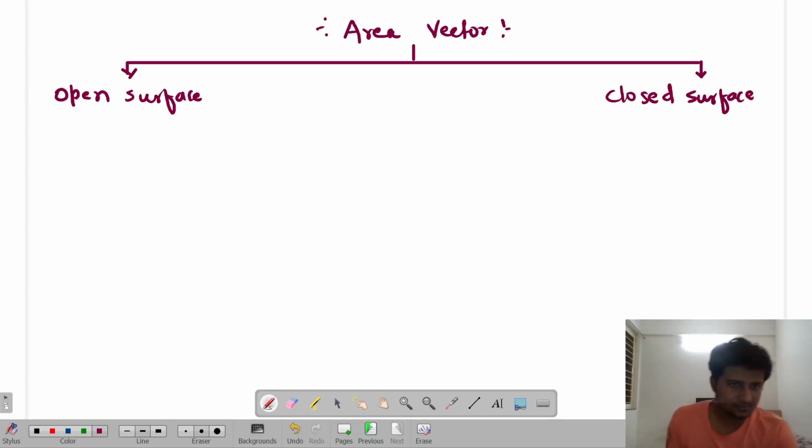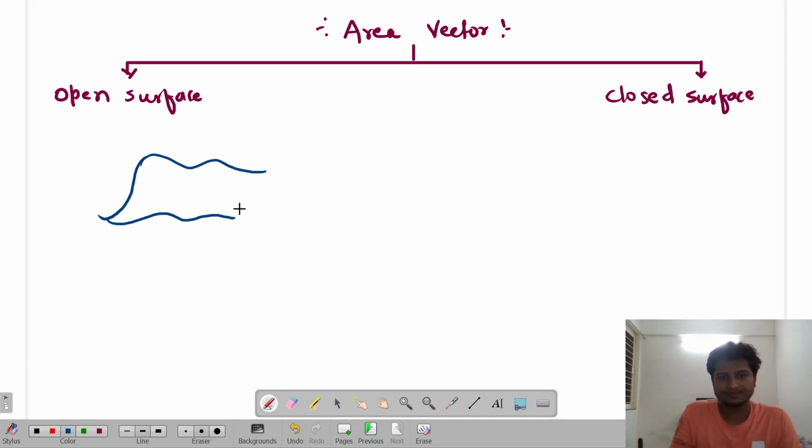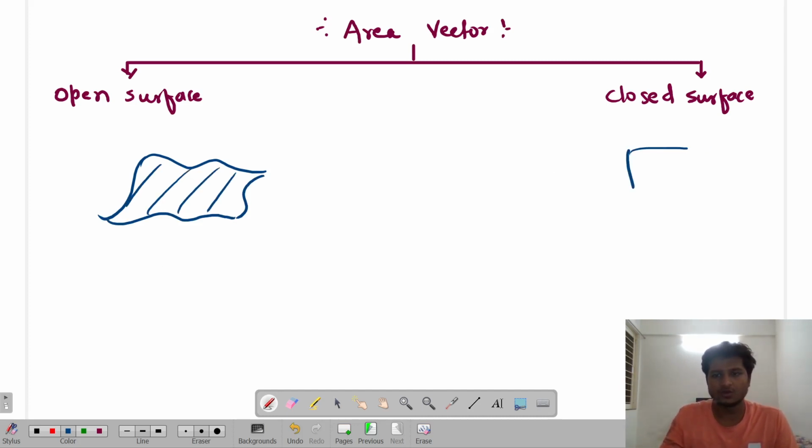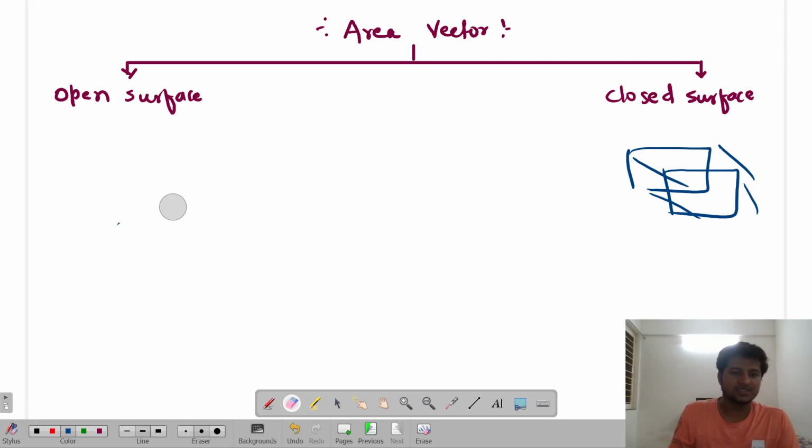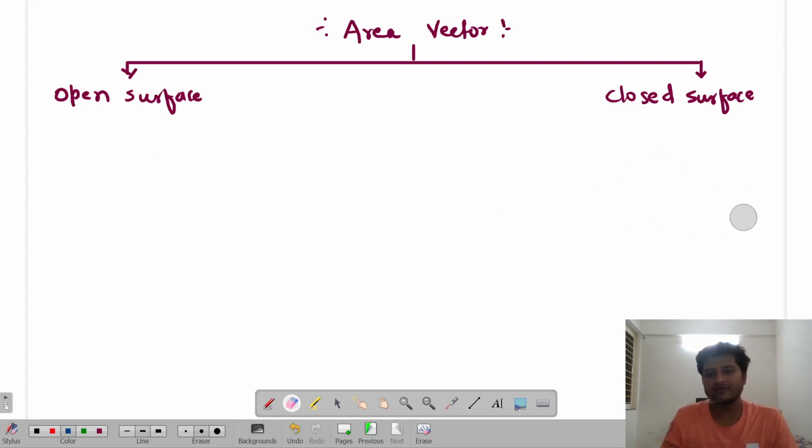Yeah. Now the question is how to treat an open surface. Basically, you can think of an infinite sheet, right? It's an example of an open surface, isn't it? A closed cuboid is an example of a closed surface, isn't it? So when we have these kinds of surfaces, I have to consider different ways of area direction. Got it or not?